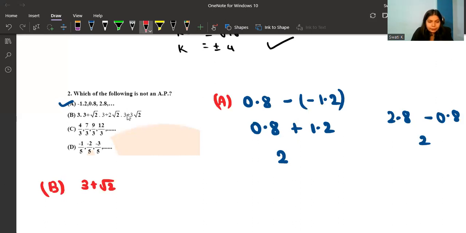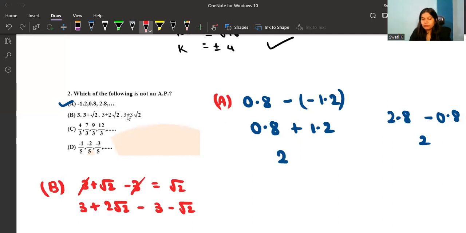minus 3. So of course, what is the answer? Root 2. Now, if I do the third term minus the second term, it will become 3 plus 2 root 2 minus (3 plus root 2). If I remove the bracket, it will become minus root 2. I hope these are some basic things that you know. So here clearly 3 and minus 3 will get cancelled. So it is 2 root 2 minus root 2, which is going to be root 2 only.